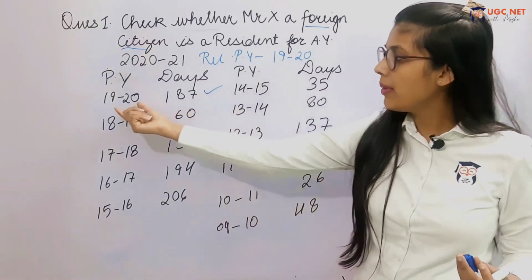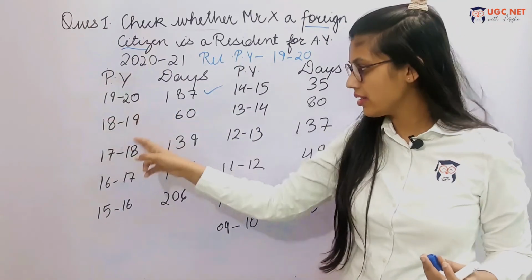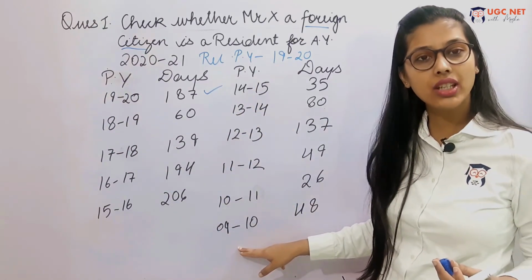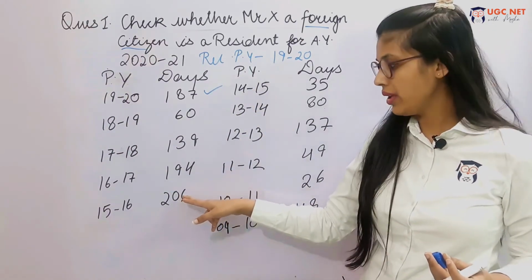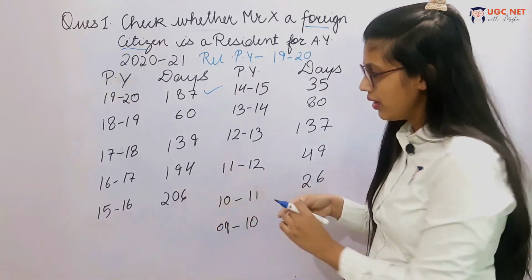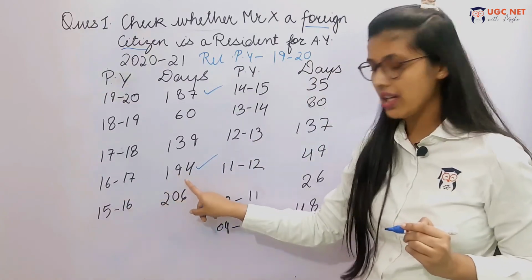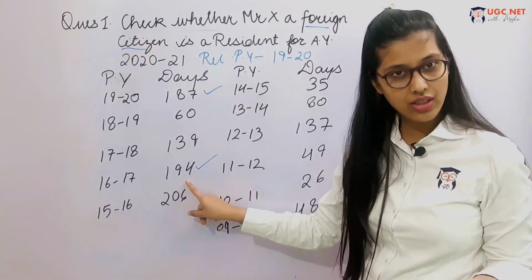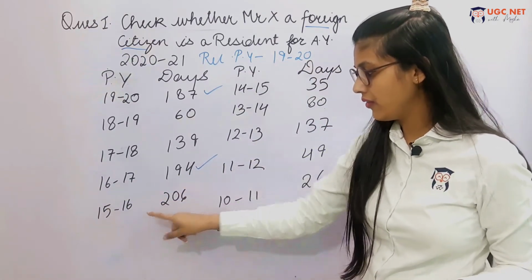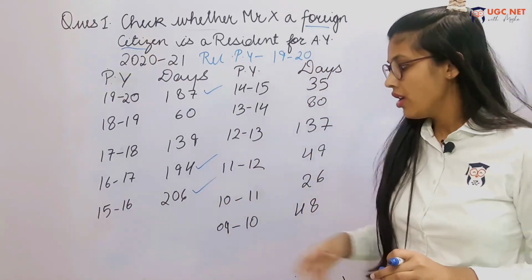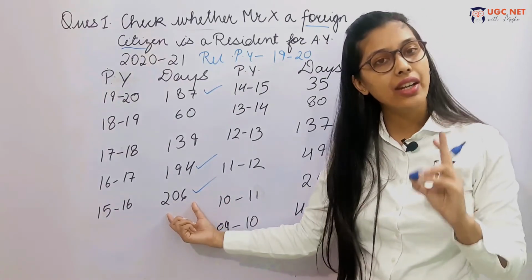So if we talk about 19-20, this is the relevant previous year and the data of 10 years is given. So let's check whether he is living in India for at least 2 years or not out of 10. If we look at all this data, first is the year 16-17 wherein he is living in India for more than 182 days. Next is the year 15-16 where he is living in India for more than 182 days. So he has satisfied the first additional condition.